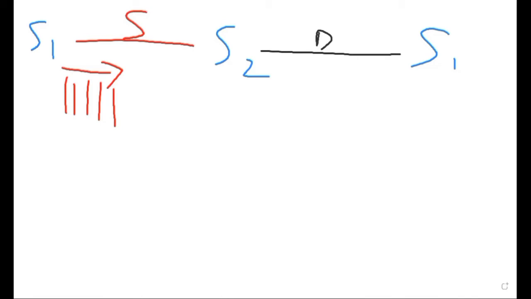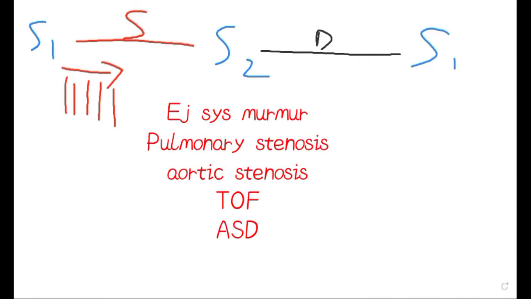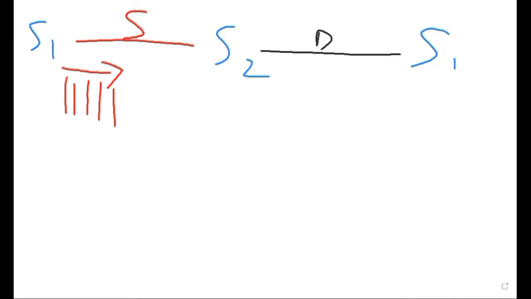So what are the differentials of the ejection systolic murmur? Remember the names only. Pulmonary stenosis, either single or associated with the tetralogy of Fallot, aortic stenosis, and the last one is atrial septal defect. These three are the differentials for the ejection systolic murmur. EJ means ejection, so I made it EJSM.